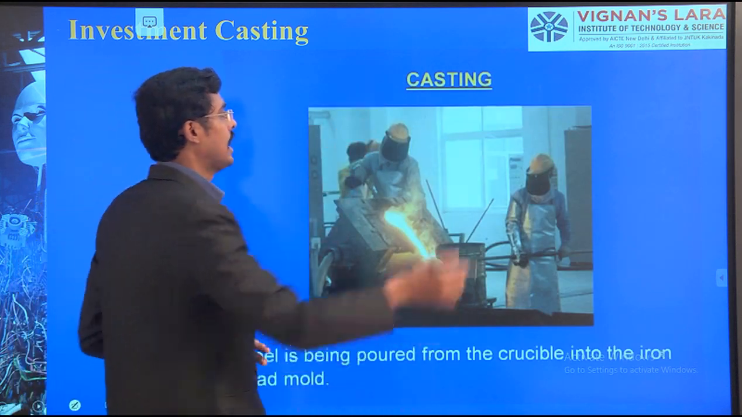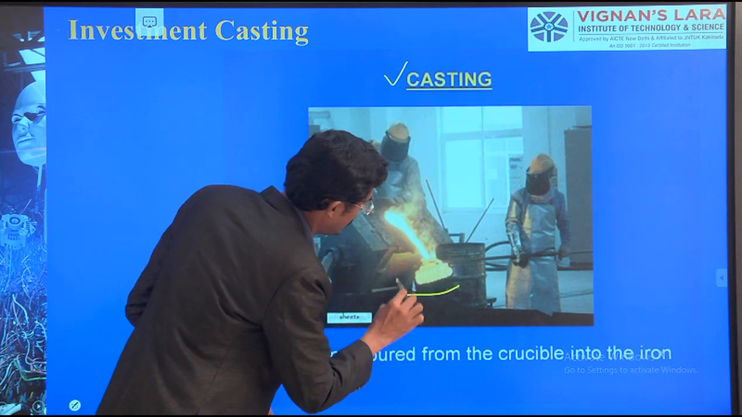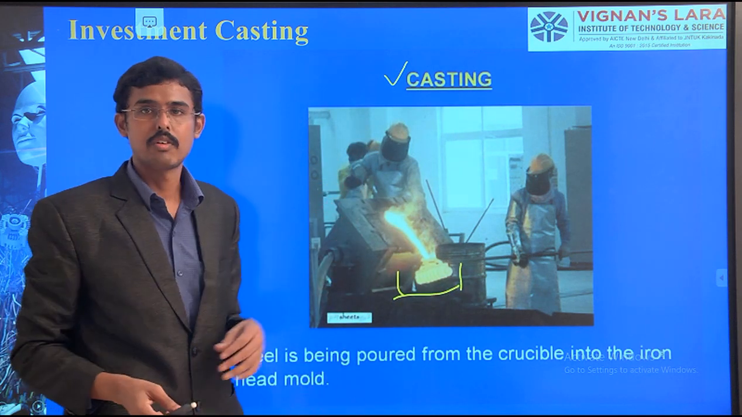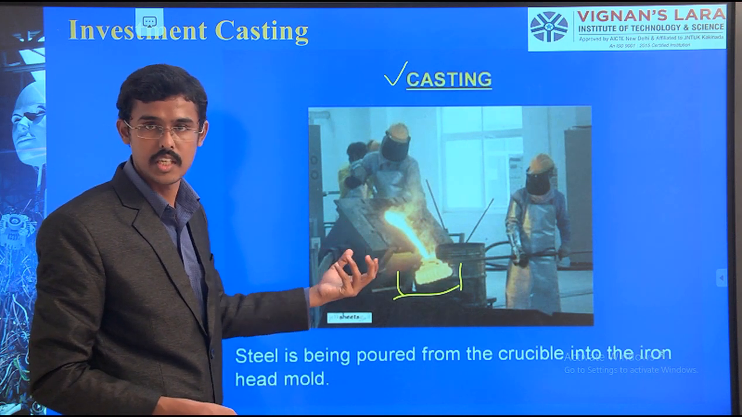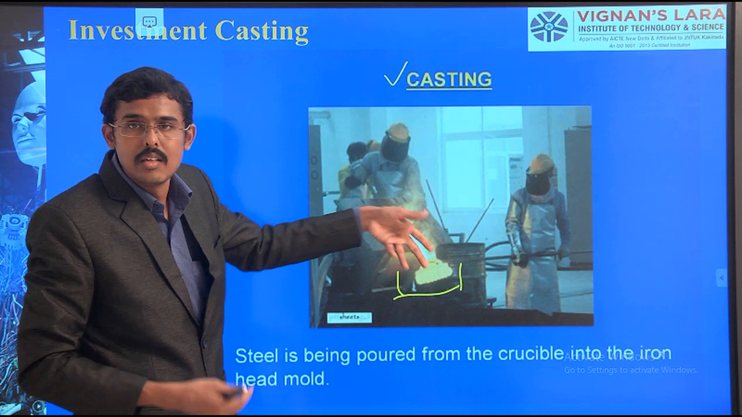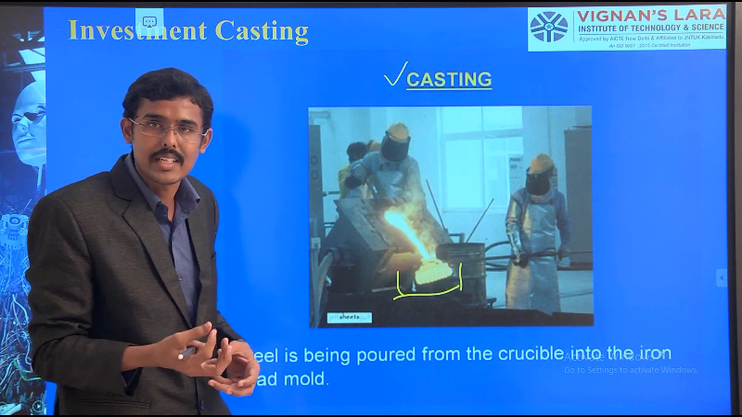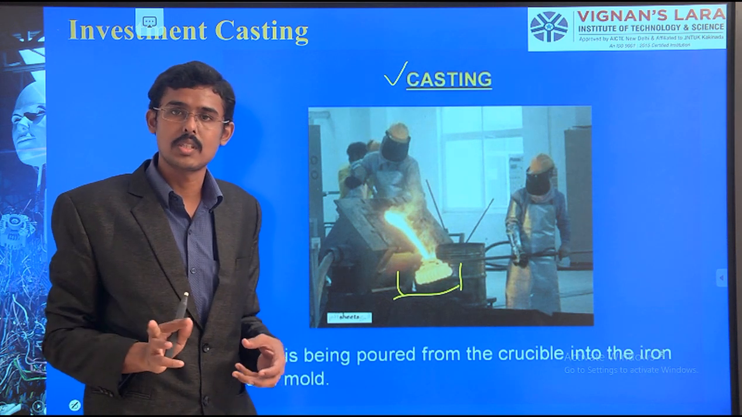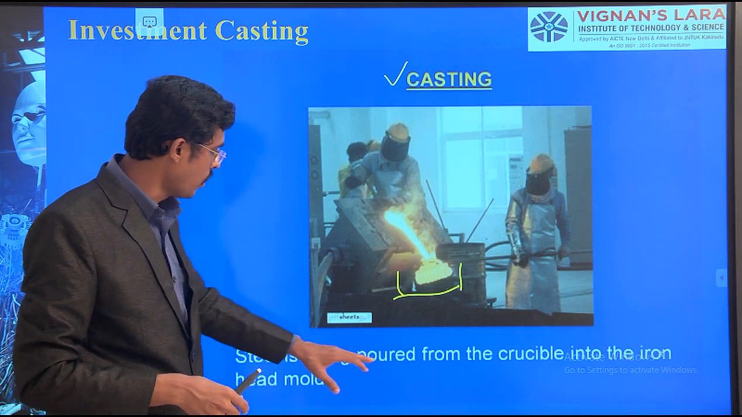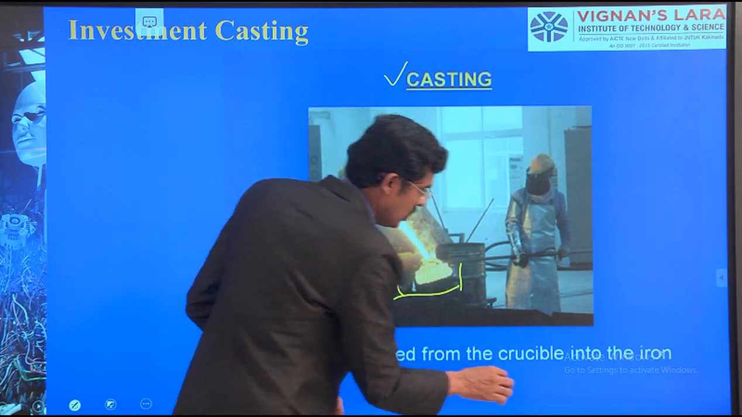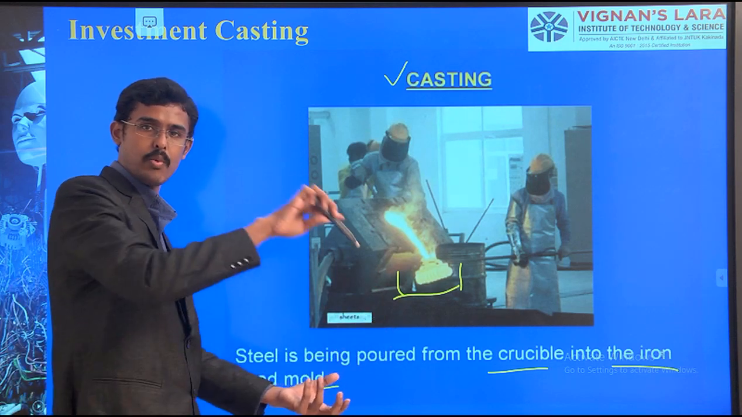Right. Now the actual casting process. Here the setup is there. I am pouring from the ladle. I have taken the molten steel at 1700 degrees centigrade and I am pouring it into the ceramic shell mold. The cavity is there. The cavity is prepared by the wax, and the dewaxing process is done. Now the cavity is ready. We are just pouring and solidifying. Steel is being poured from this crucible into the mold cavity.